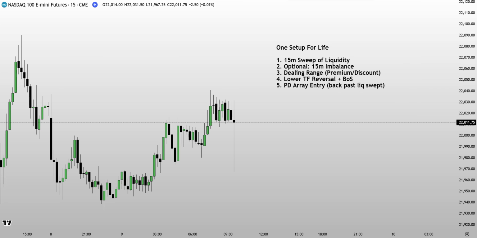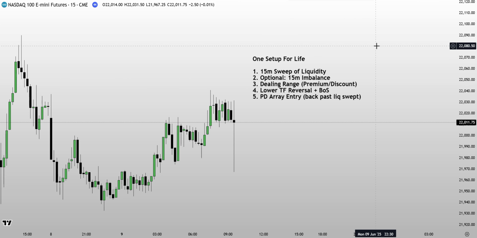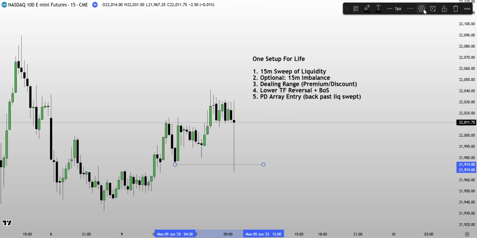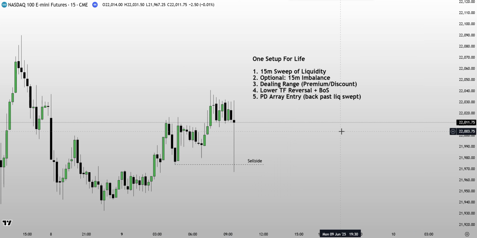Alright, so here's another example of this one setup for life, showing you the visuals of this setup and exactly what to look for in the charts. So again, if I had to pick one setup, it would be this for the rest of my life. We're in the AM session. What are we seeing price do to this point? Price comes down and sweeps sell side right here. Sweeps this low right here. We have a sweep of sell side liquidity right here in the AM session.